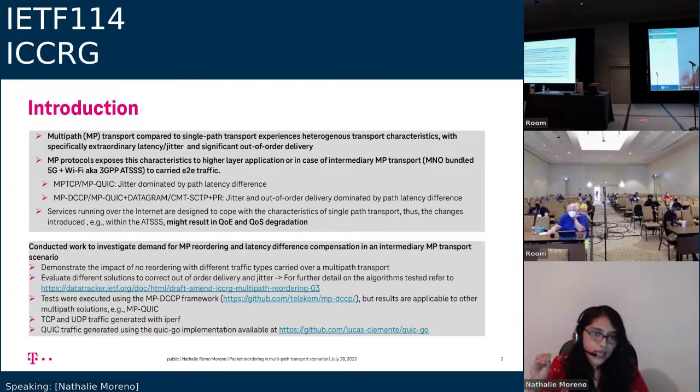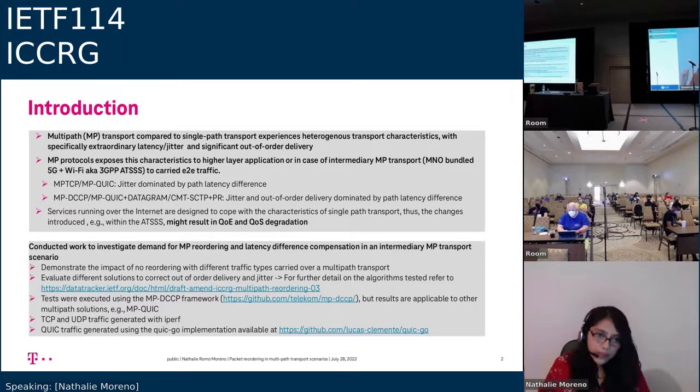So from the MP protocols, those who have a strict reliability and strict in-order delivery like MPTCP and MPQuick in stream mode, they only experience a high jitter dominated by the path latency difference. But for those protocols which do not have this strict in-order delivery like MPTCP, MPQuick with the datagram extension, and SSATP with the CMT extension, we experience jitter as well, but we also experience a high out of order delivery, also dominated by the path latency difference.